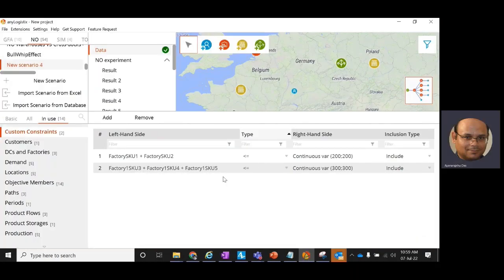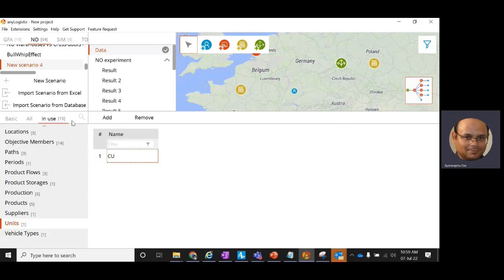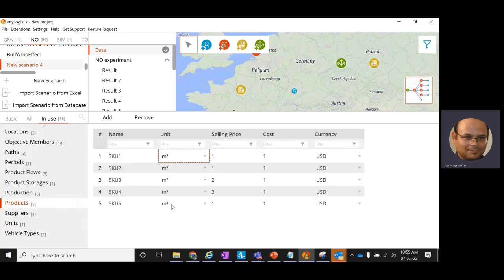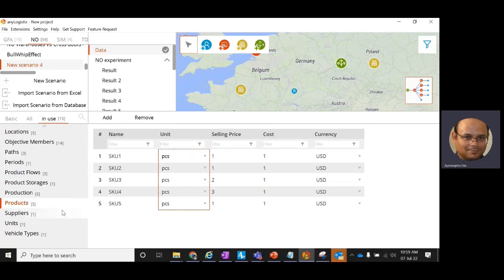Now, so far we have used only one unit of volume, which is meter cube, and we can actually work with different volume units. So what we can do is find a unit table and add a unit. We can say that the unit is cargo unit, and we can define the product unit in pieces. Pieces is a unit which comes by default with AnyLogistix. However, cargo unit is something which is custom defined.